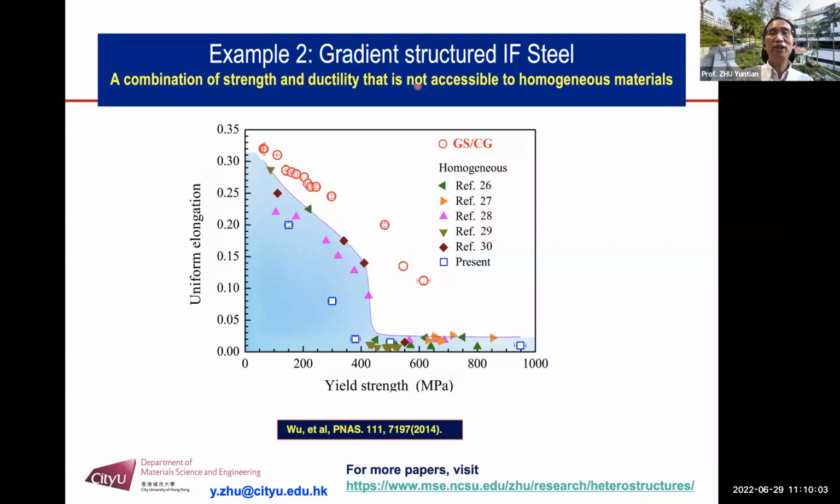But if we make this gradient IF steel, we can say this is out of the traditional line here. And what's more, when the strength is 600 megapascal, the ductility is still 10%, which means you can increase the strength of the average steel plate by 50% and still make it okay to be used in the cars. You increase the strength by 50%, then you can reduce the weight of the car and make it more fuel efficient. That's important for new energy cars like electric cars.